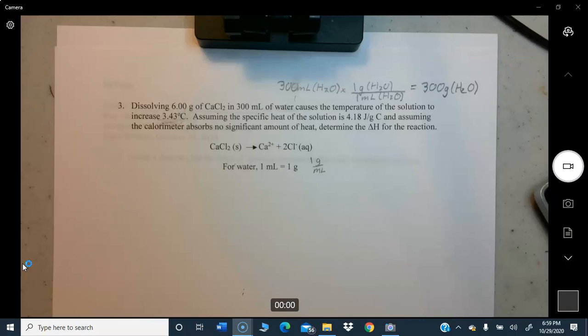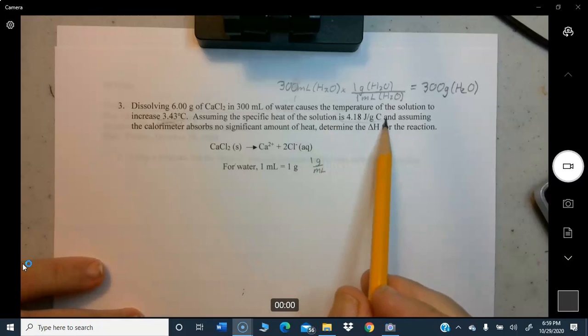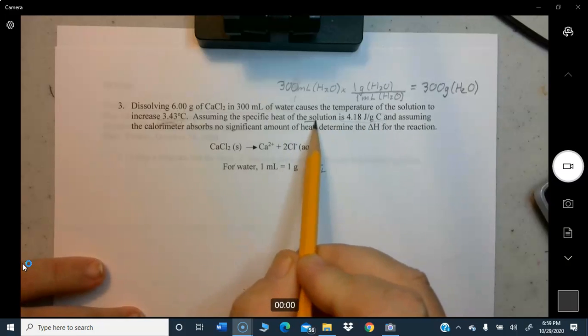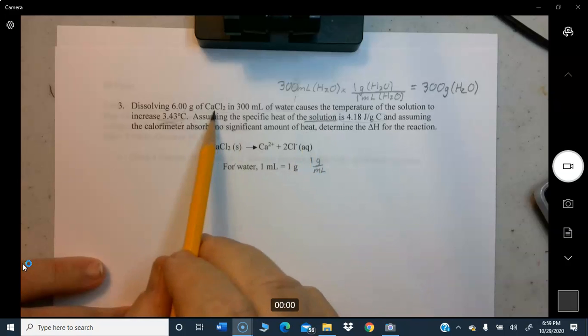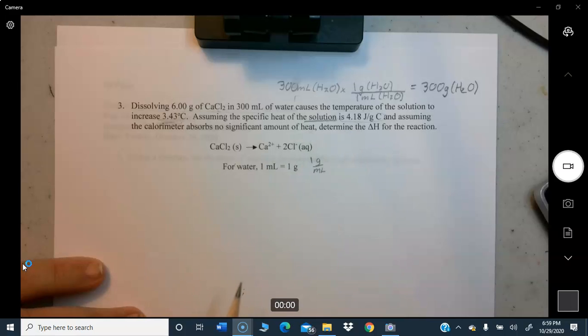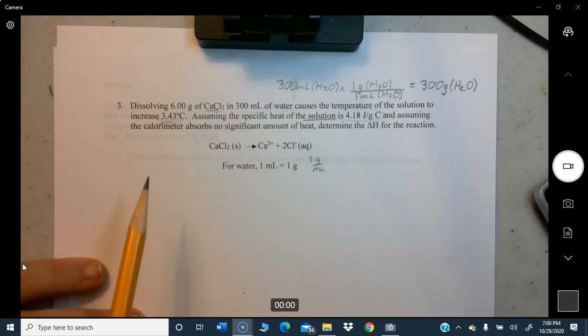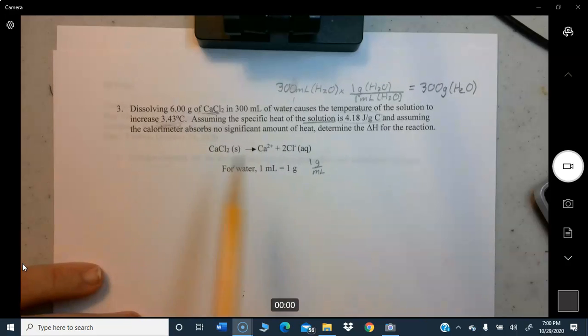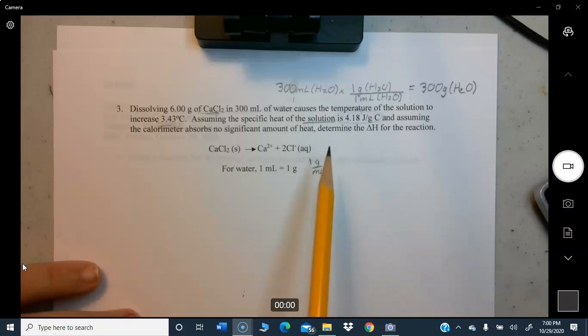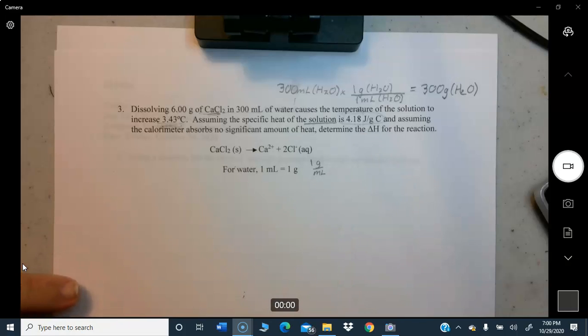Okay, it says, assuming the specific heat of the solution is 4.18 joules per gram centigrade. This is the specific heat of water, but they're talking about the specific heat of the solution. The specific heat of calcium chloride is something other than this. It's different than this. However, there's so little calcium chloride compared to the amount of water. In other words, 99.9% of this solution is water, that you can just go ahead and use the specific heat of water. You don't have to worry about what it is for this. So we're just going to say that the specific heat of water is going to be the specific heat of the solution, which is the mixture of water and calcium chloride. Okay, so that's just what's called a simplifying assumption.